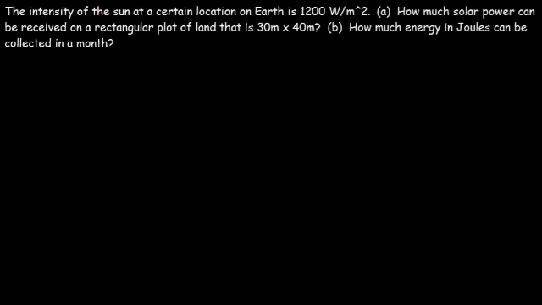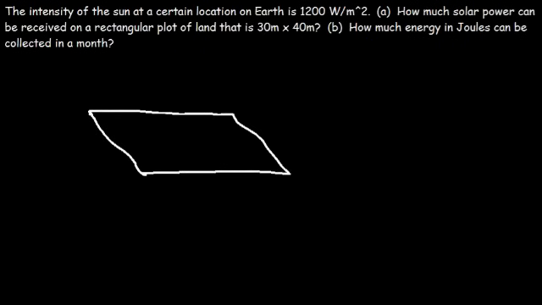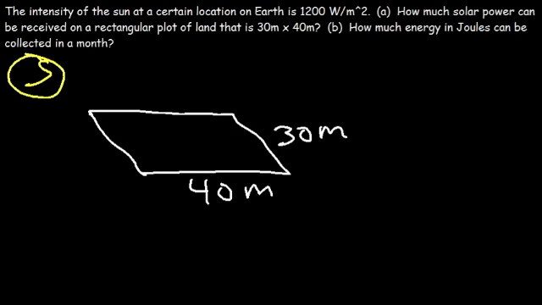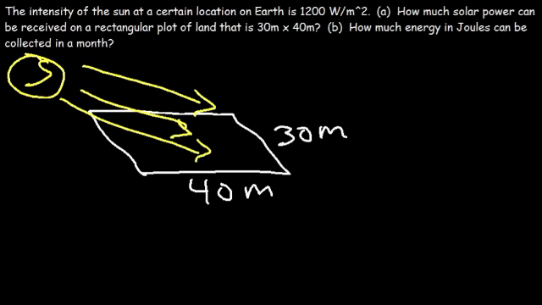The intensity of the sun at a certain location on Earth, let's say it's 1200 watts per square meter. How much solar power can be received on a rectangular plot of land that is 30 meters by 40 meters? So let's say here we have a rectangular plot of land and it's 30 meters by 40 meters. And let's say this is the sun, and it shines its rays across this rectangular plot of land. So how much solar power can be received?